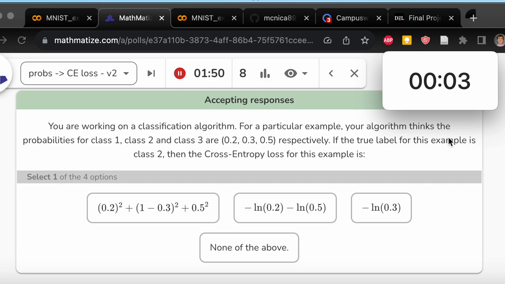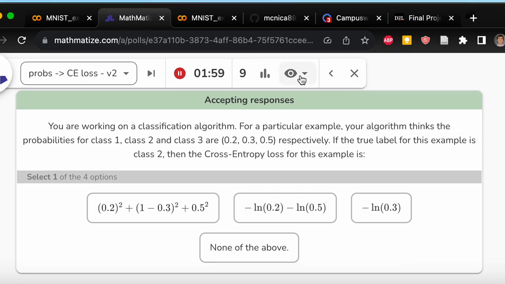Okay, 3 seconds for the ninth person to put their vote in. Okay, maybe they fall asleep. Okay, let's take a look. Oh, there they are. Okay, 9 out of 9 dentists agree.